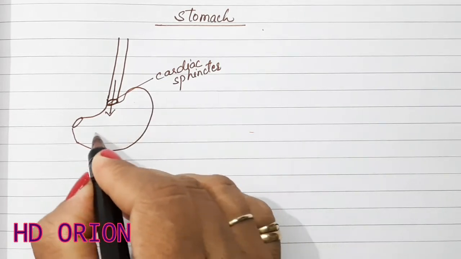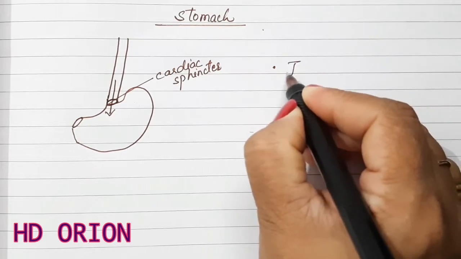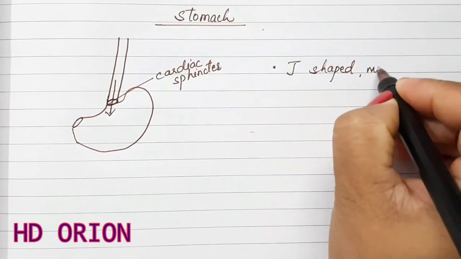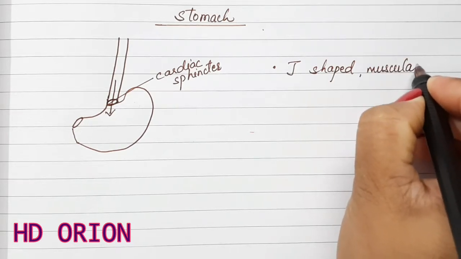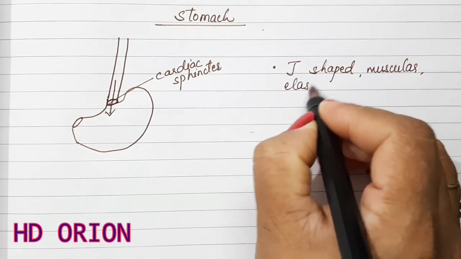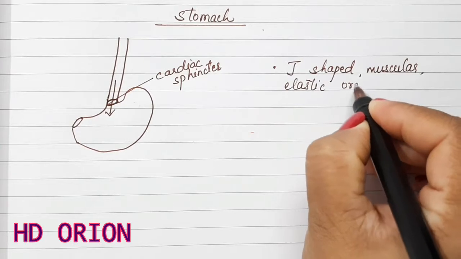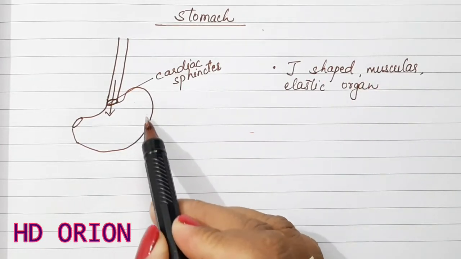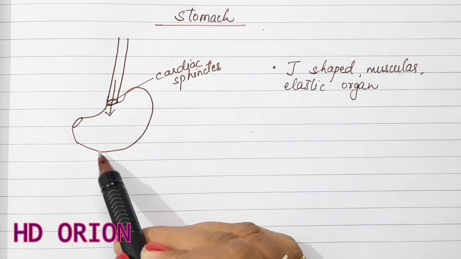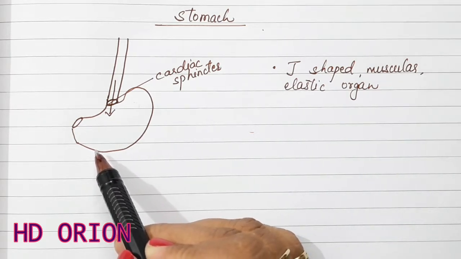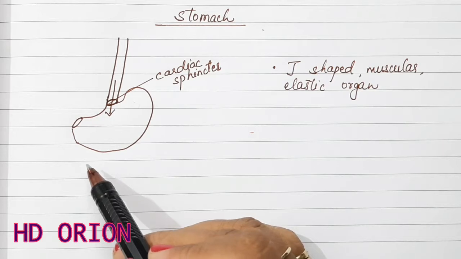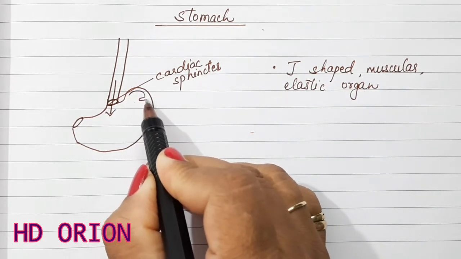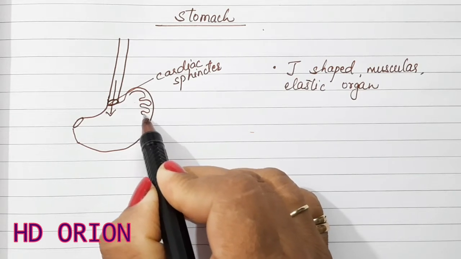The stomach is a J-shaped, muscular, elastic organ. It looks like a J. In the stomach there are also 4 layers: the serosa, the muscularis, the submucosa and the mucosa layer that I just talked about, and there are internal folds. We call these gastric rugae.